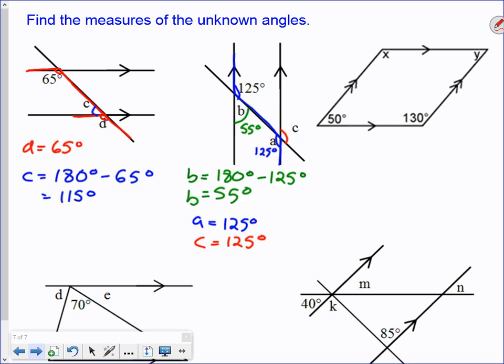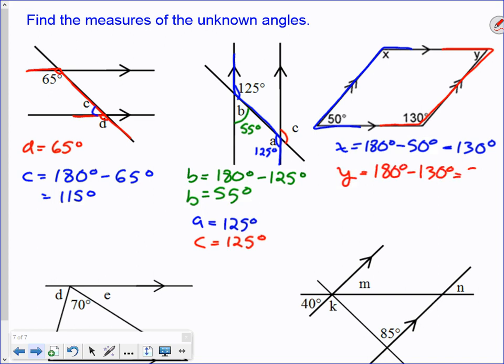Over here on the far right, I've got two parallel lines there and there. So I can draw a backwards C pattern like this, which tells me that angle X is going to be 180 degrees minus 50, 130 degrees. Or I could draw a different C pattern that is backwards. That tells me that angle Y and the 130 have to add up to 180 degrees. So angle Y is going to be 50 degrees.